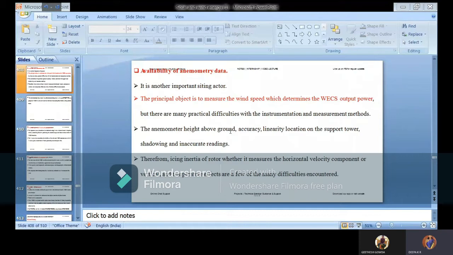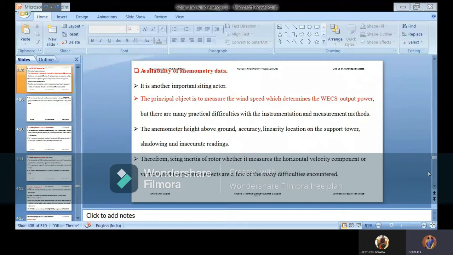Then the anemometer height above ground, accuracy, linearity, location, and the support tower, shadowing, and inaccurate readings. Because we already know how this anemometer should be placed in the region to determine the wind velocity. Of course, this is the vertical one, and cup-shaped wings are being used, so it also looks like a small fan. Depending upon the size, we know that 30 feet, 60 feet height will be used. So you have to be very careful, from ground level to high, at which height you are keeping it. What is the accurate output we are getting?